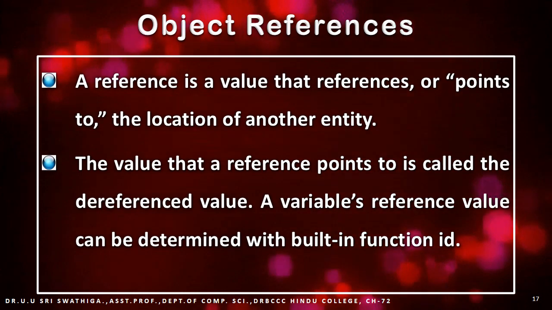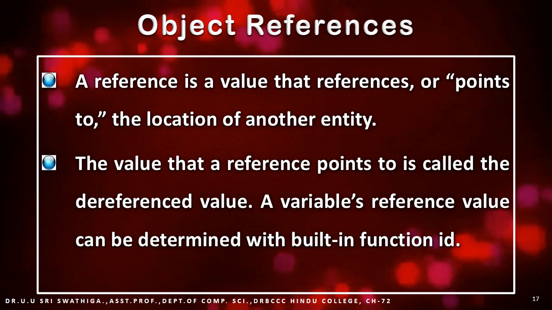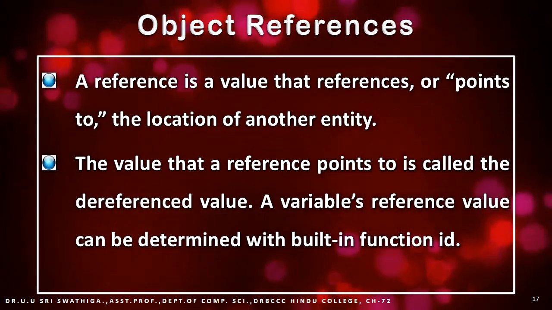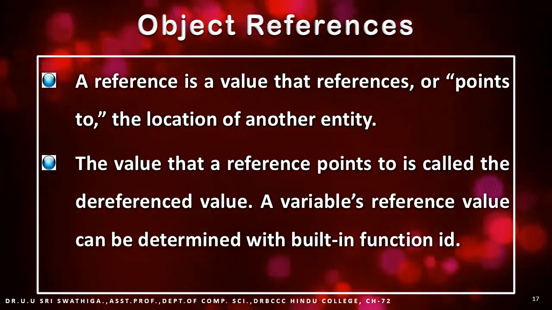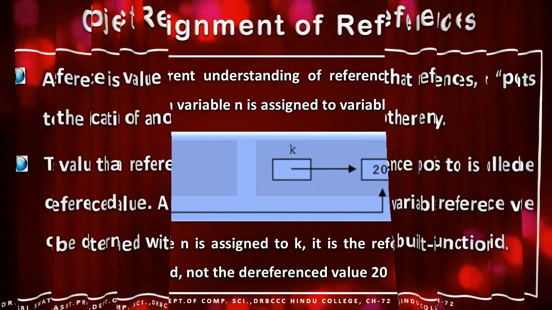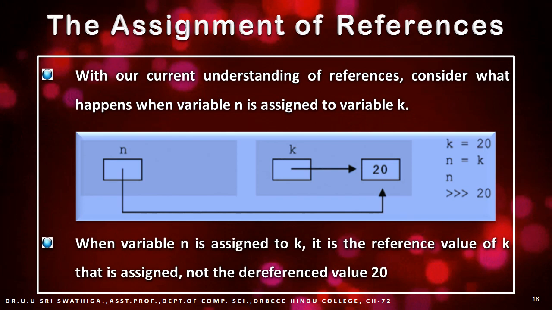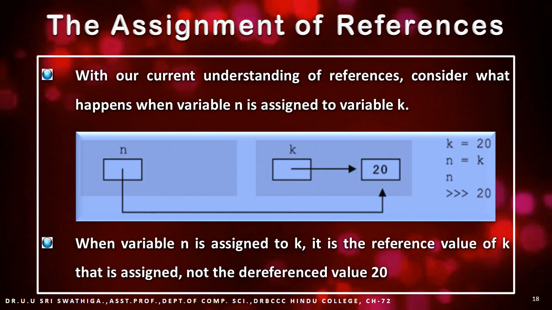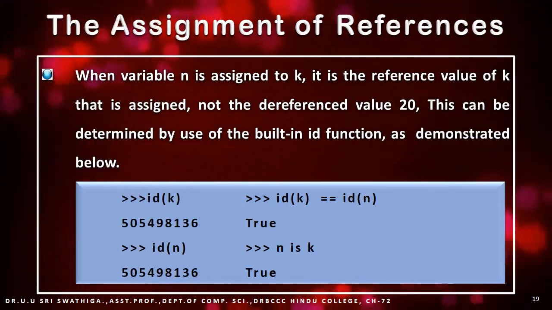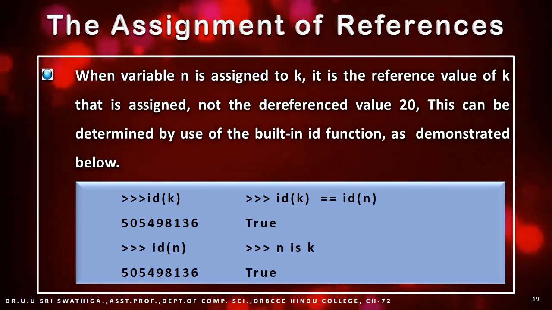Object references. A reference is a value that references, or points to, the location of another entity. The value that a reference points to is called the dereferenced value. A variable's reference value can be determined with the built-in function id. The assignment of references. With our current understanding of references, consider what happens when variable n is assigned to variable k, depicted in the figure. When variable n is assigned to k, it is the reference value of k that is assigned, not the dereferenced value 20, as shown in the figure.